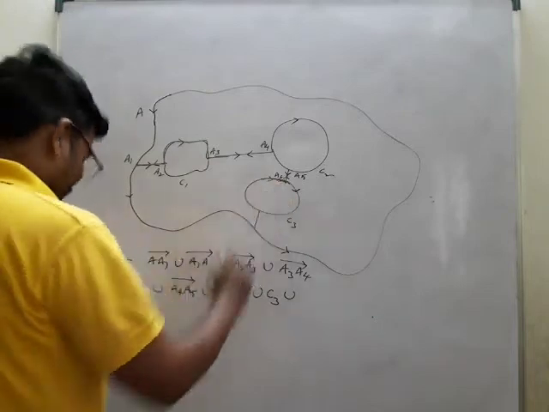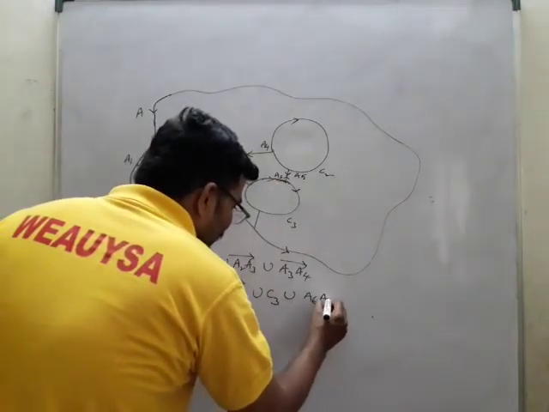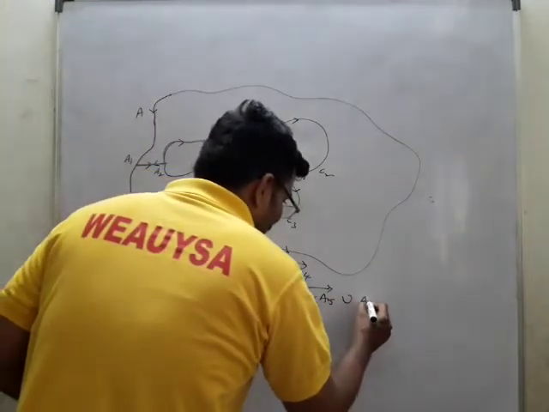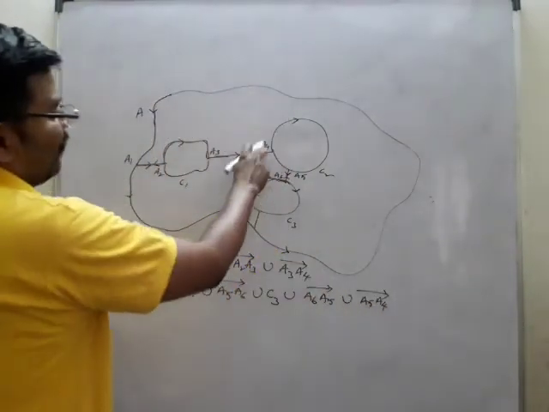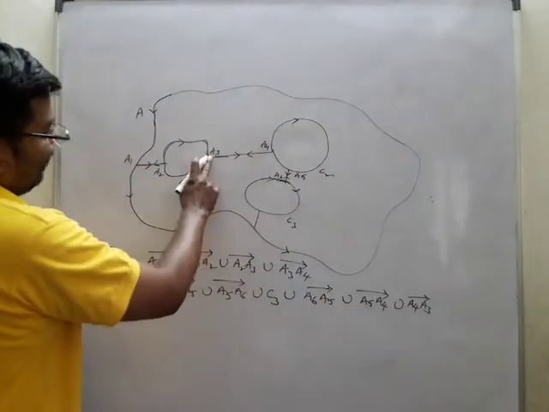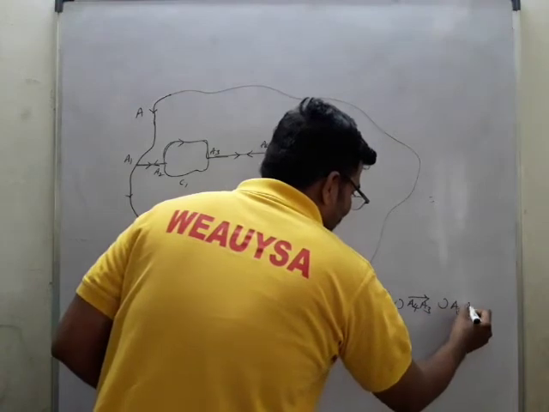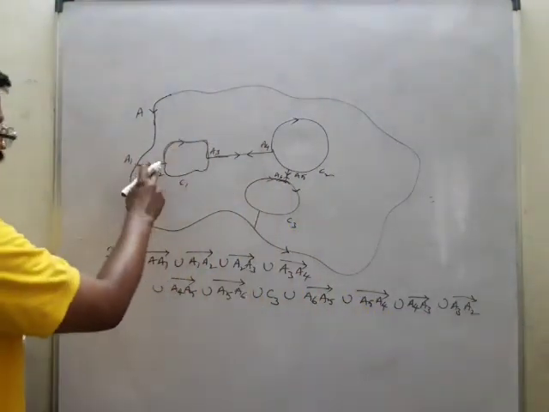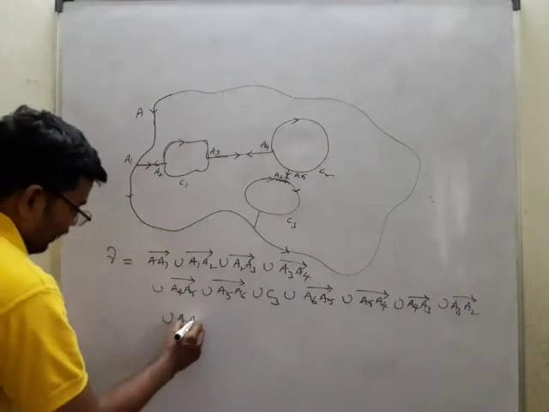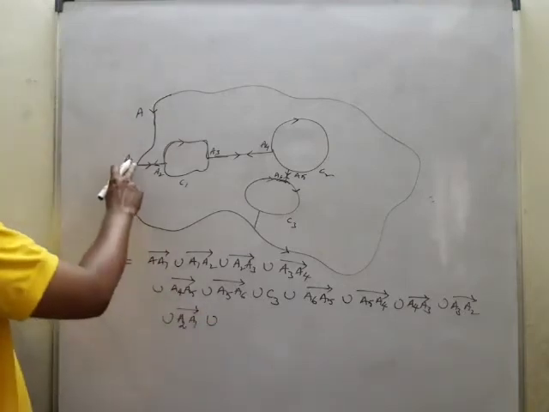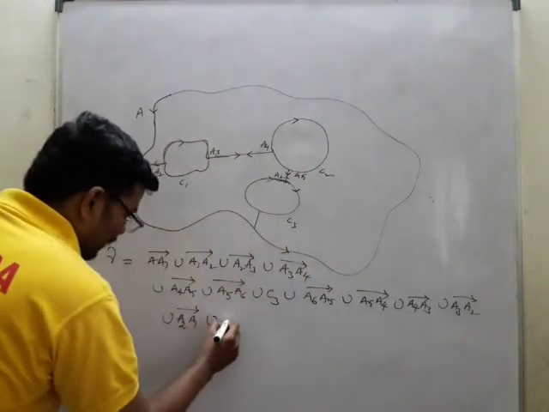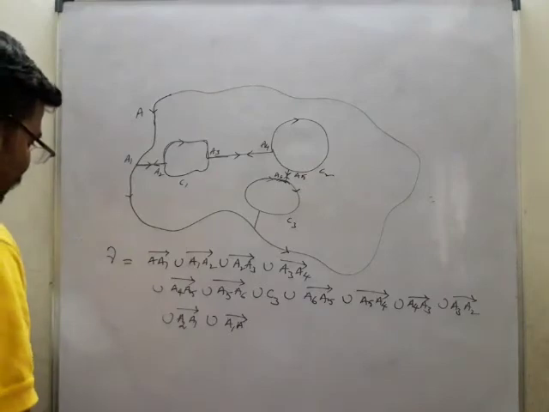Then A6 to A5 union A5 to A4, A4 to A3, A3 to A2, again A2 to A1, union A1 to A, like this it will go. A1 to A.